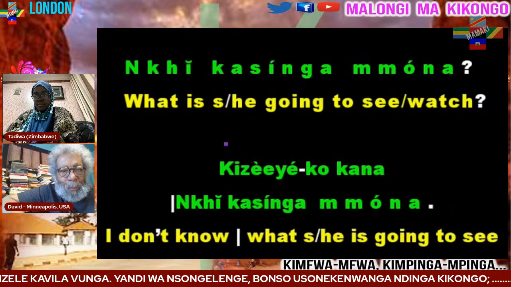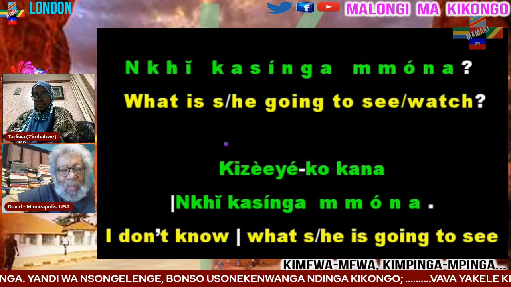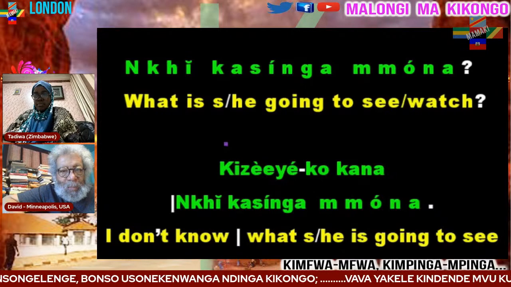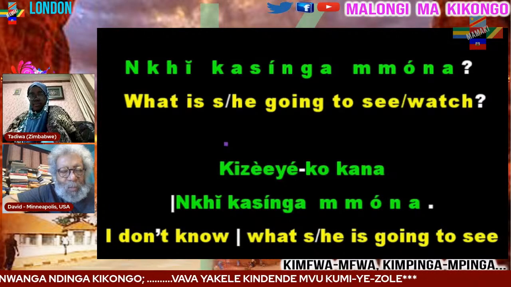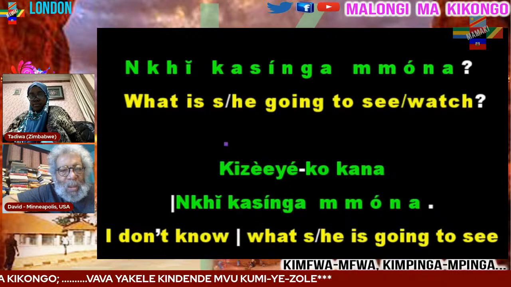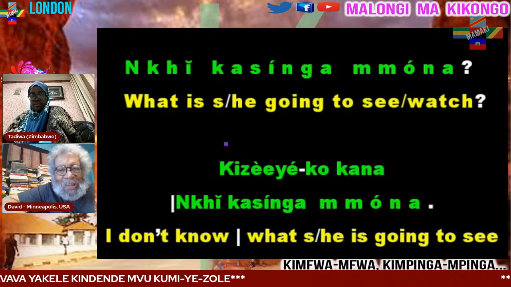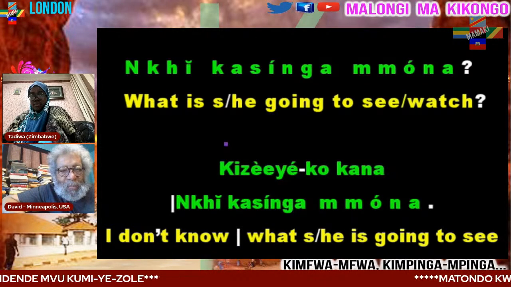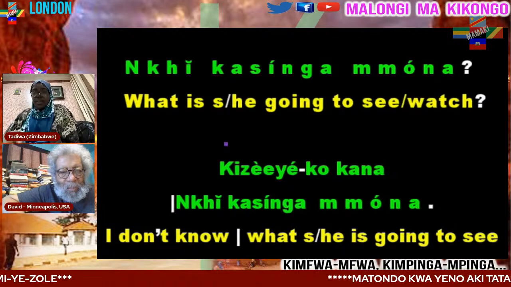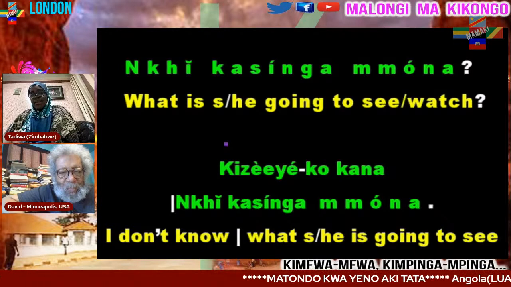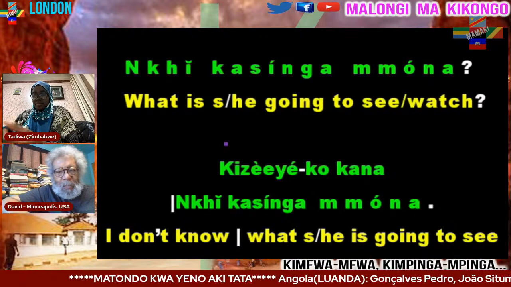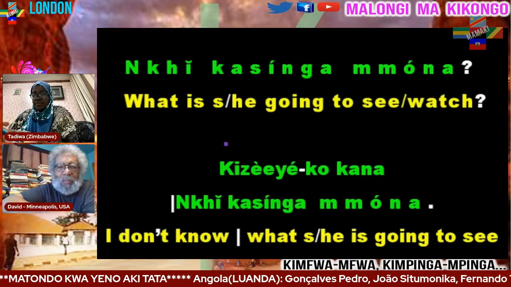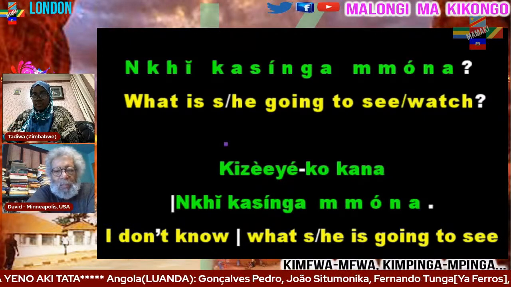Tata David, please, question. You ask them. You ask Nengo to tell you about the crowd. Okay. Another, yes. Nki besinga muna. Well done. Kizeko kana ki besinga mona. Yes. Mona means to see, not to meet.